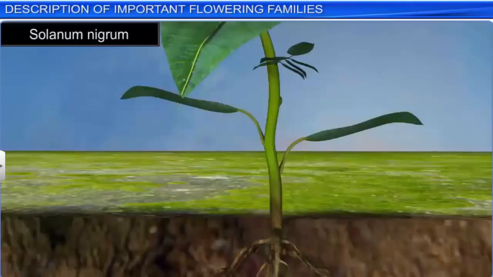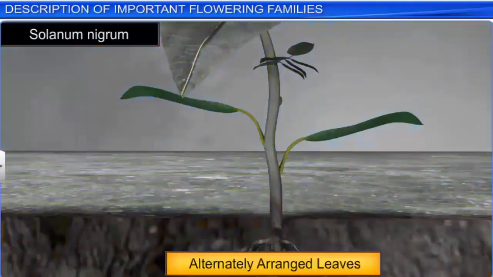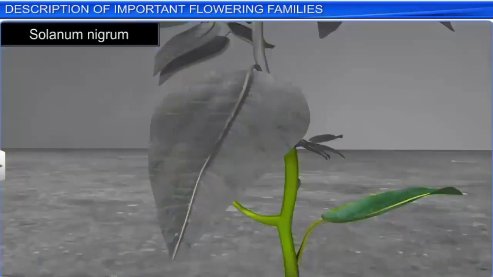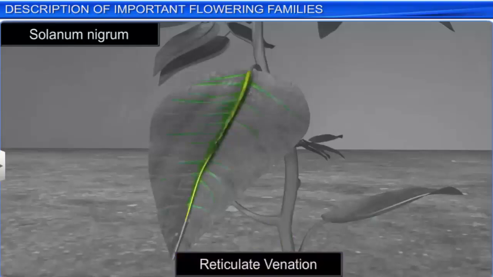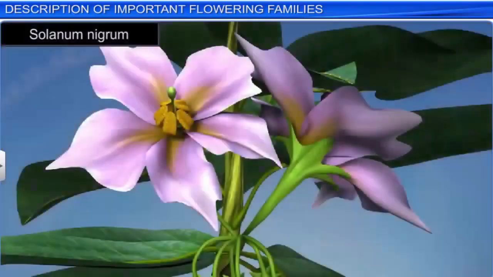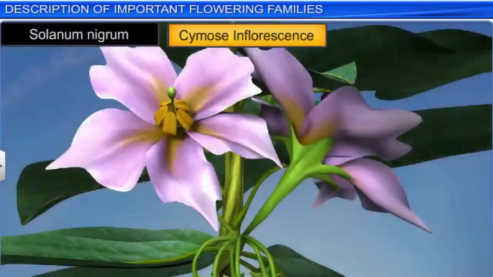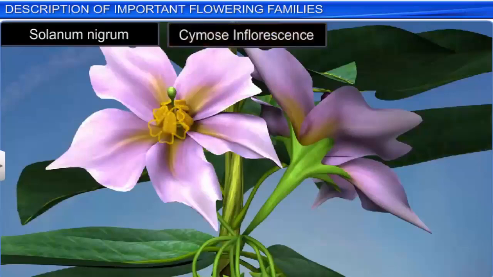In these plants, the leaves are alternate and simple, and are very rarely pinnately compound. Moreover, they are exstipulate, or without stipules, and have reticulate venation. The flowers are arranged in cymose inflorescence, or may be solitary or axillary. Moreover, they are bisexual and actinomorphic.